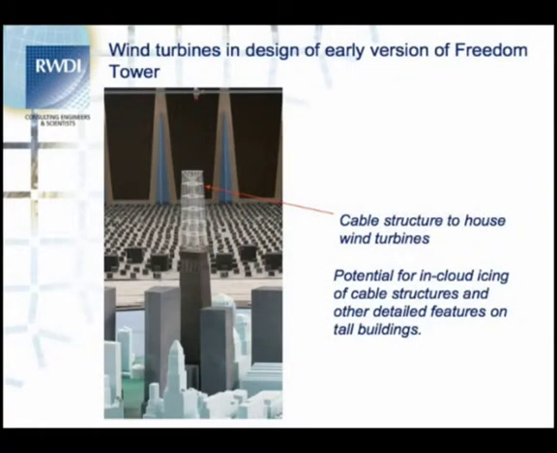Wind turbines have been proposed on a number of buildings. We looked at them on an early version of the Freedom Tower design, and there, in order to give the wind access to the wind turbines, they were embedded in a very open cable type structure. One of the issues that we did identify before the design was changed was that in-cloud icing can be a problem on these kinds of structure.